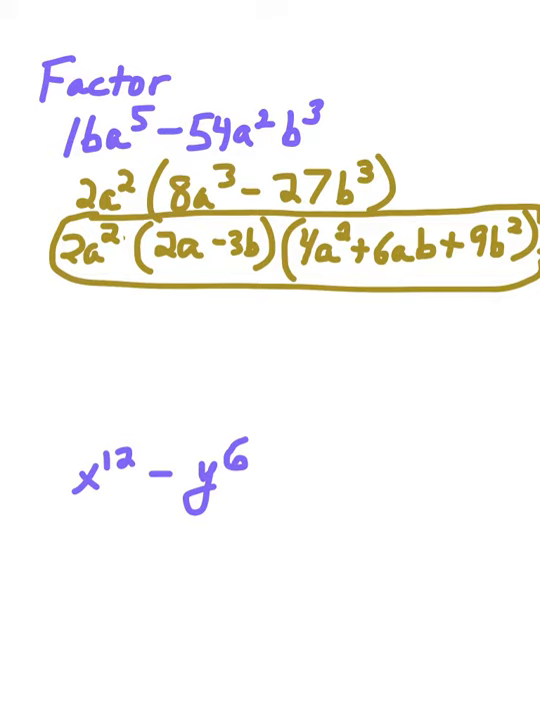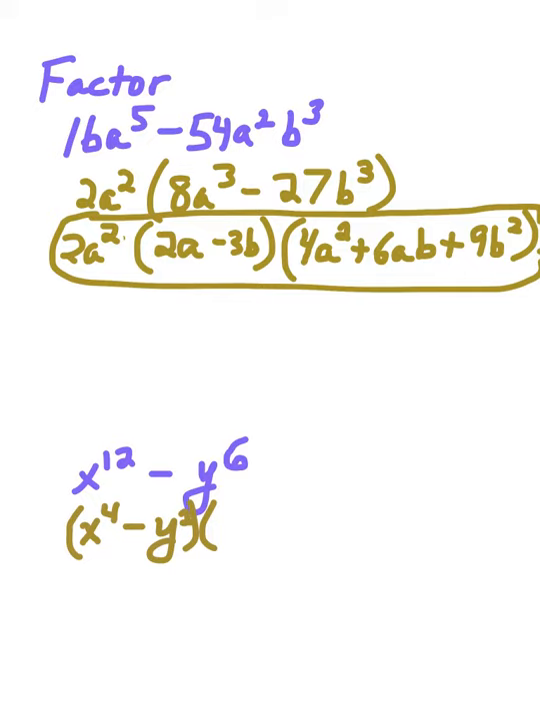Let's look down below here. Remember that one thing I'd want you to know is that any power that's a multiple of 3 would be a perfect cube. So in this case, still I'm working with difference of 2 cubes. So the cube root of x to the 12th is x to the 4th. Cube root of y to the 6th is y squared.